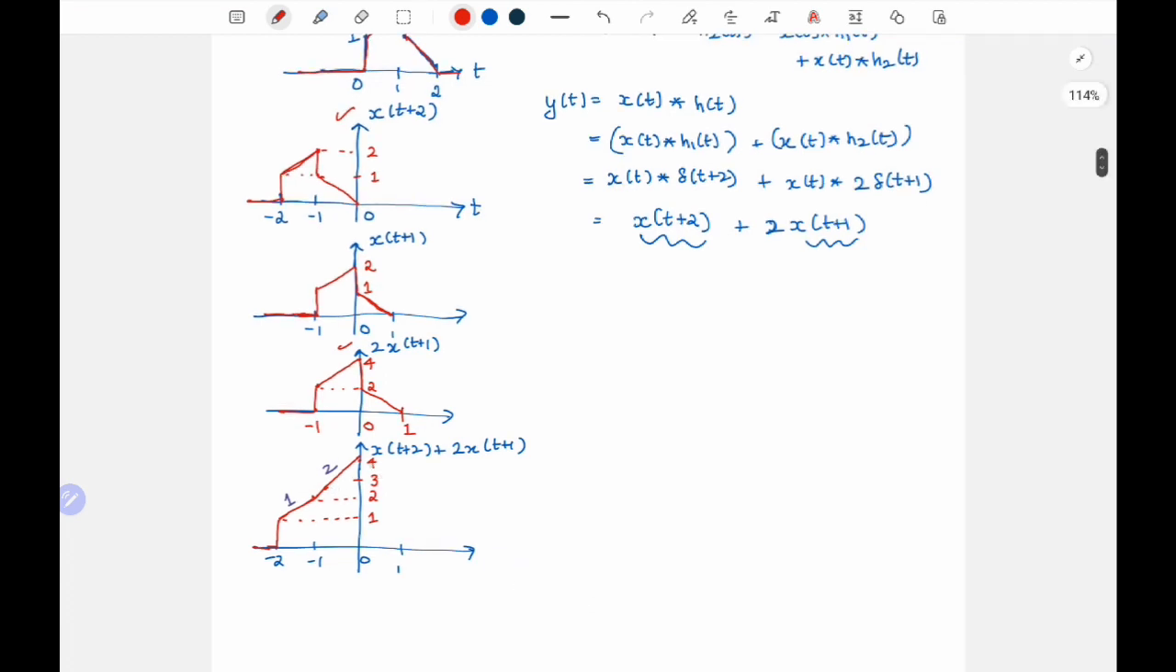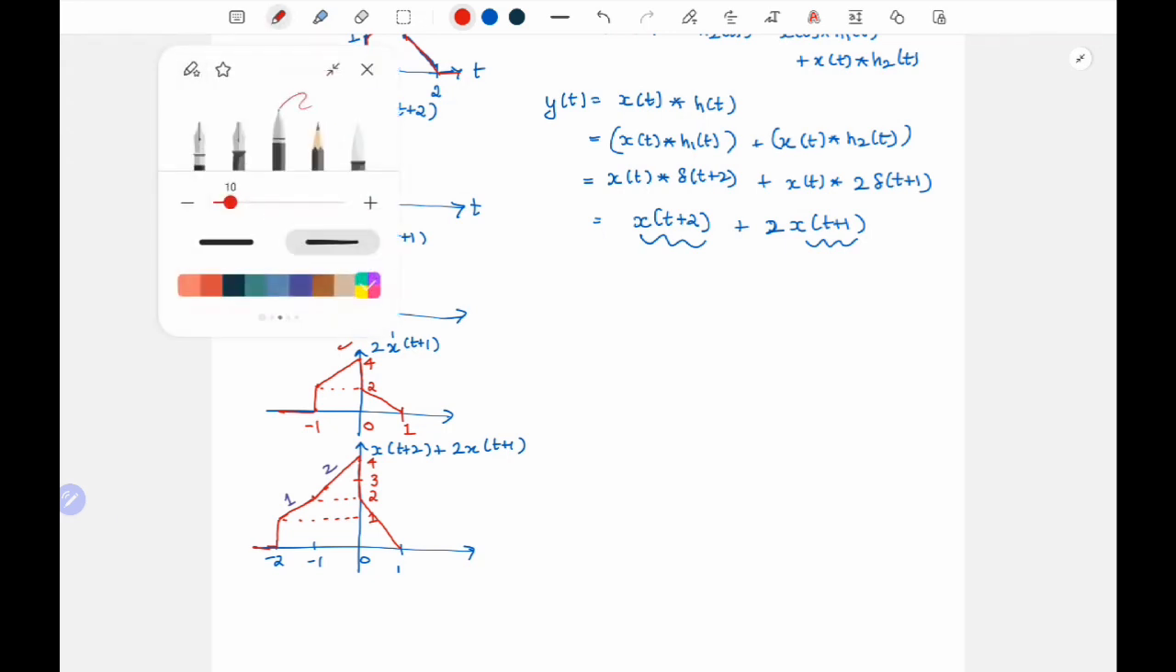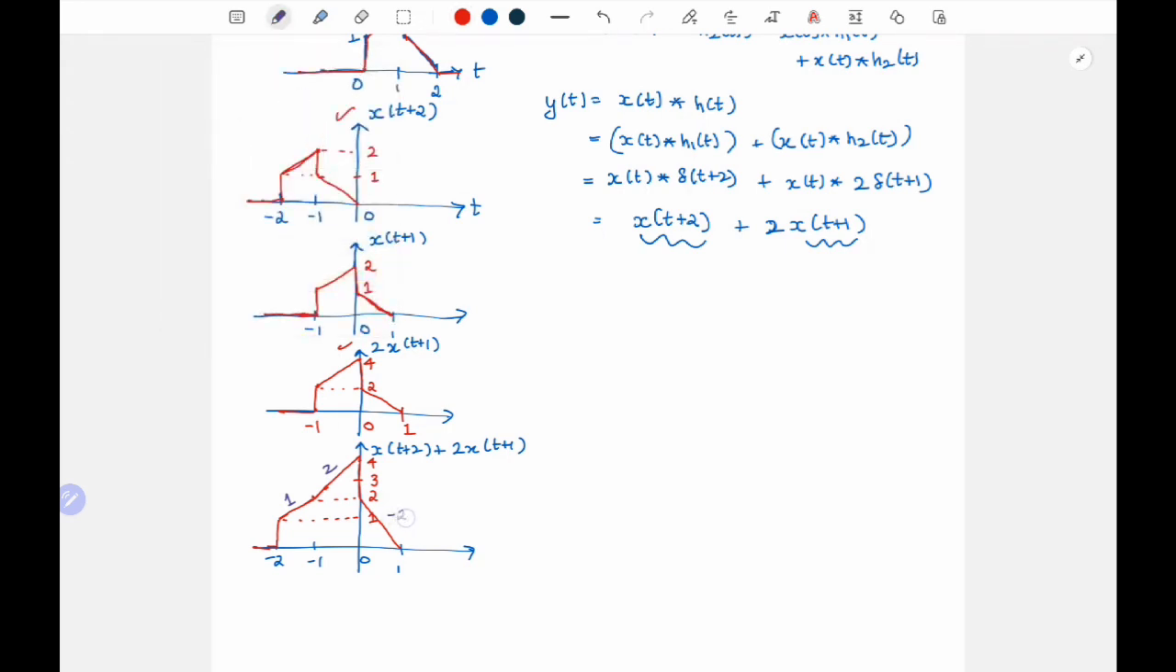So and then what happens at 0? At 0, this is actually falling to 2. And this is actually 0 only. So this again falls to 2. And from 0 to 1, there is no x of t plus 2 component. So only this 2x of t plus 1 comes. And then it goes to 0. Here the slope is actually minus 2. So this is the graphical thing.